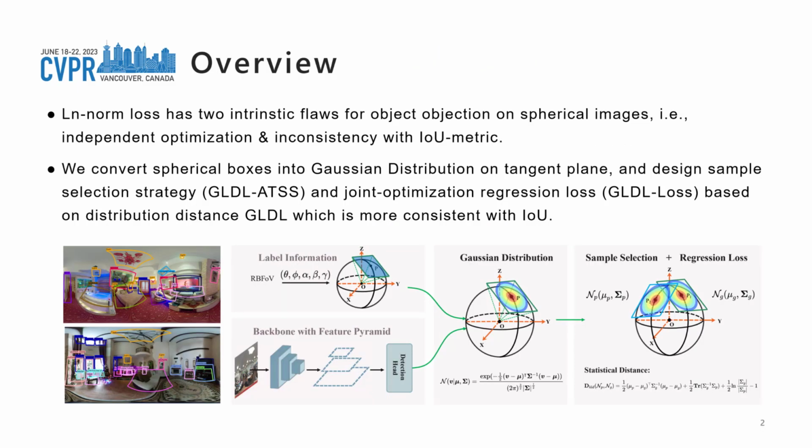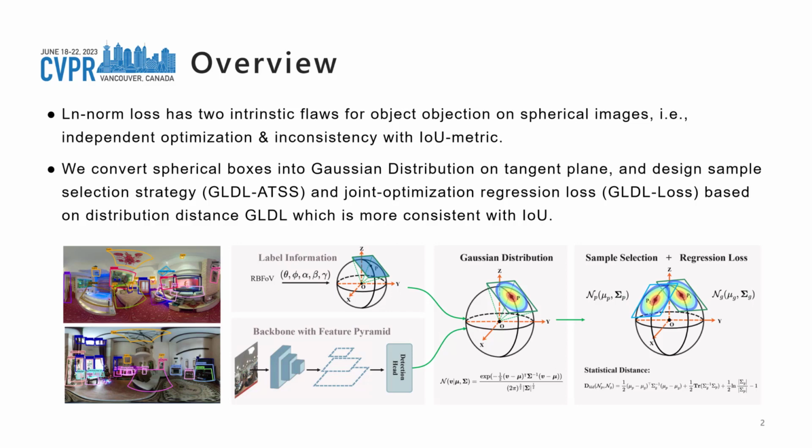First of all, we'll start by giving you an overview of the problem we're trying to solve and the main idea of our approach. In our paper, we aim to overcome intrinsic flaws of L1 norm loss for object detection on spherical images. That is independent optimization and inconsistency with the IoU metric. We convert spherical boxes into Gaussian distributions on the tangent plane, and design a sample selection strategy, GLDL-ATSS, and a joint optimization regression loss, GLDL loss, based on distribution distance GLDL, which is more consistent with IoU.